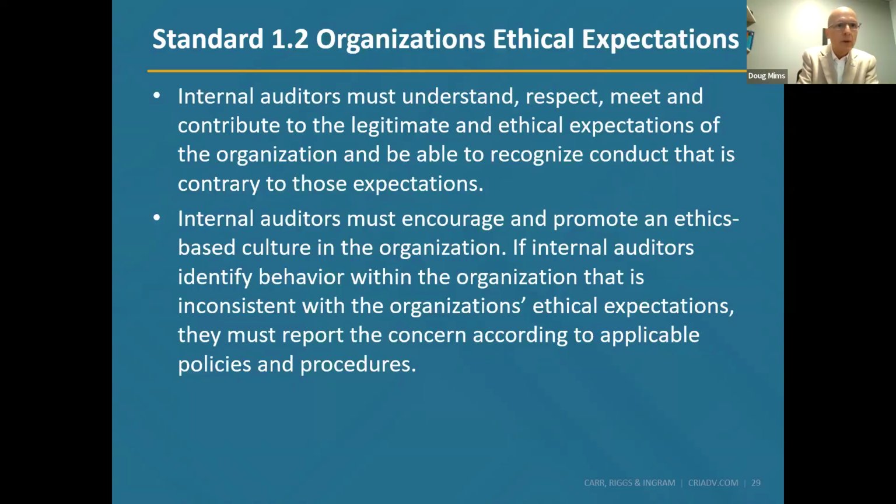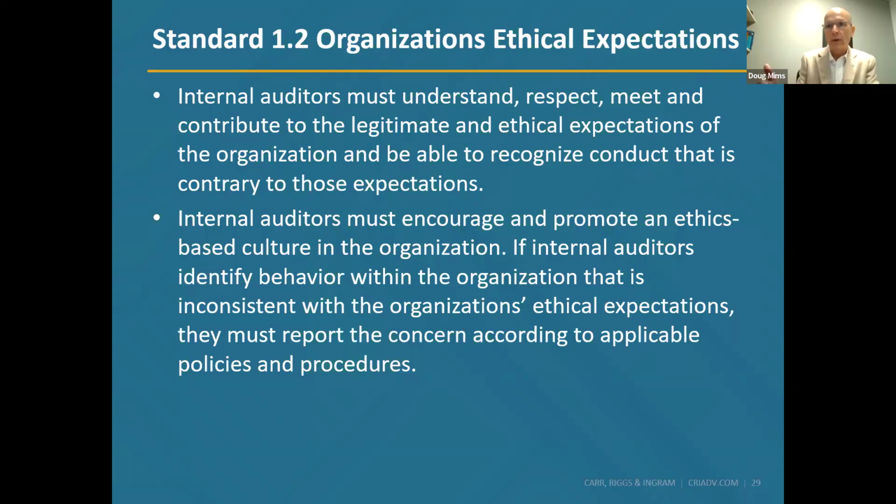Standard 1.2, organization's ethical expectations. So this is the ethical expectations of the organization with which you are working. Internal auditors need to understand, respect, meet, and contribute to the legitimate and ethical expectations of the organization, and be able to recognize conduct that is contrary to those expectations. So you need to conform to the ethical expectations of your organization.